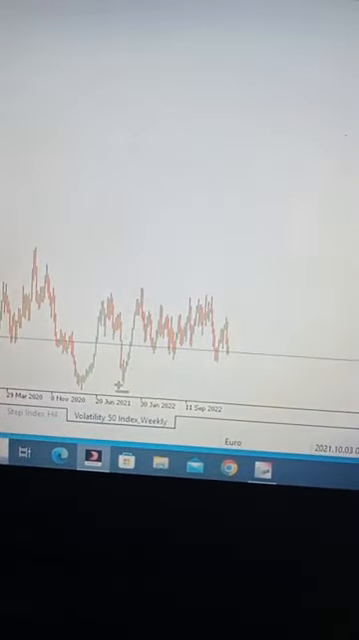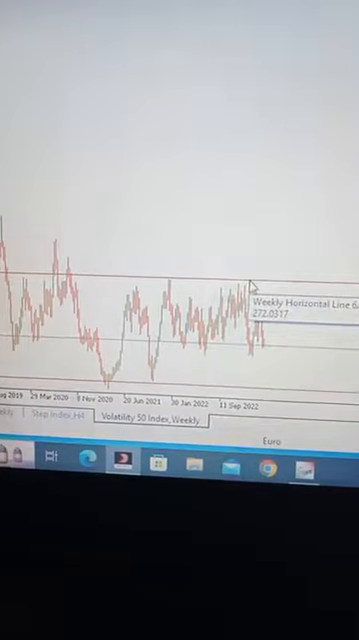Let me do V50. Now, the first thing you do, support. Always, it's very easy. Support, resistance. Always notice where the foundation of the market is laying. The lower side of the market is the support. The upper side of the market is the resistance. Then you take a trend line from the lowest position to the second lowest position.